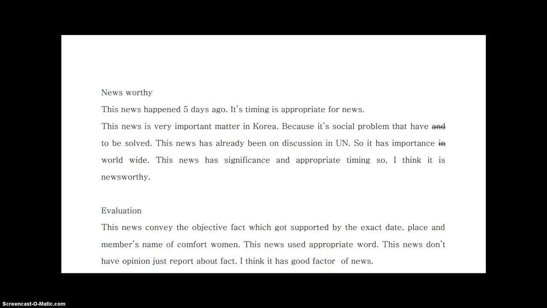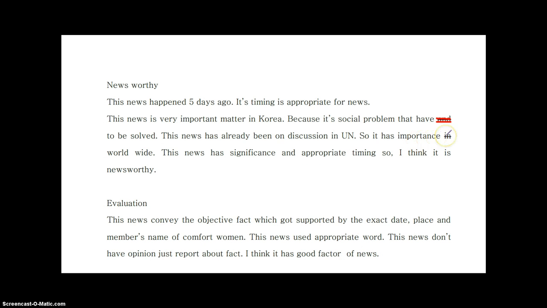Alright, 2-1, so let's take a look at a few things that we can do to improve upon this paper. First, I want you to look at this right here. "Have to be solved" is perfect. Maybe it was just a slip of the mind, so we can just take that out right there. And "worldwide" actually does not use a preposition, so let's go ahead and take out "in" as well. Also, "worldwide" is one word.